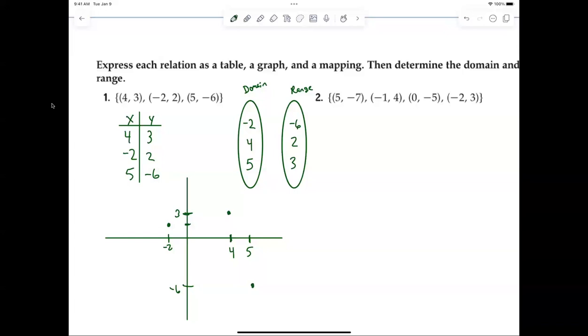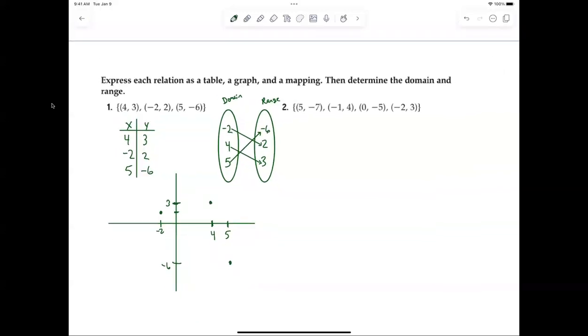So -2 maps to 2. And 4 maps to 3. And 5 maps to -6. That is not really that hard, but believe it or not, that's how they used to do it. Those are considered mappings. So everybody agree, simple, right? Just to make sure.